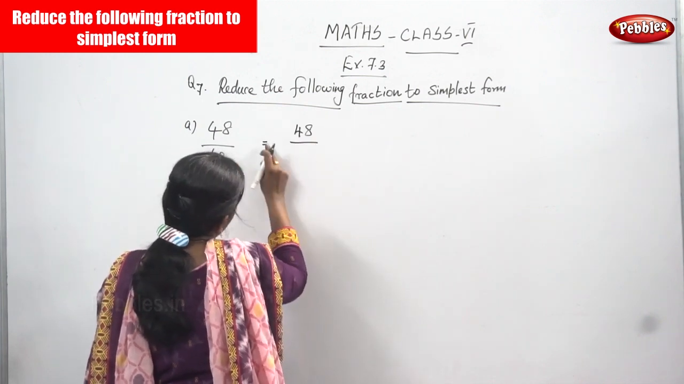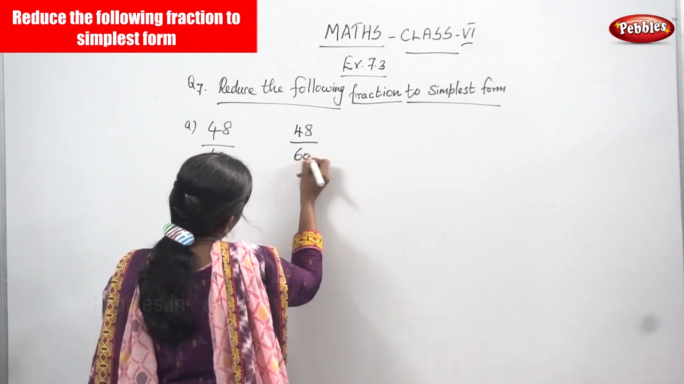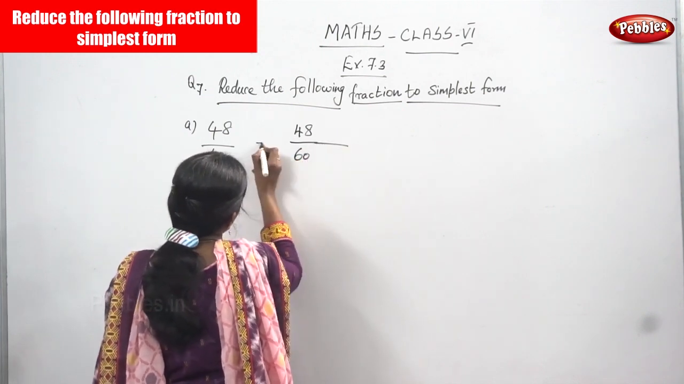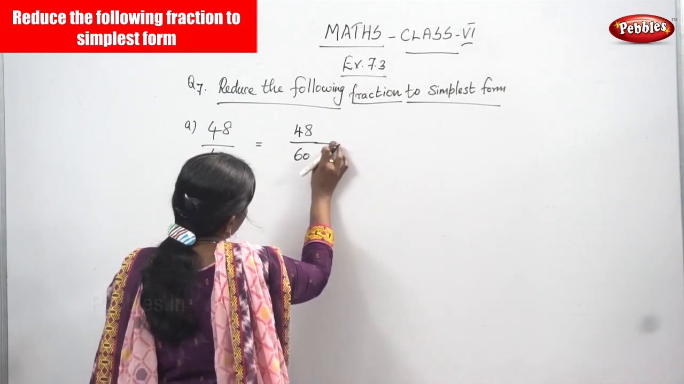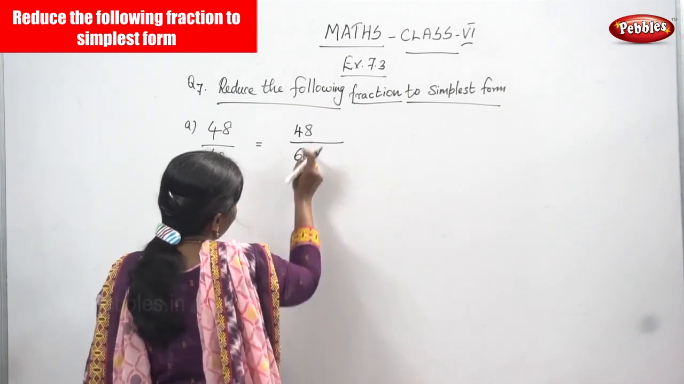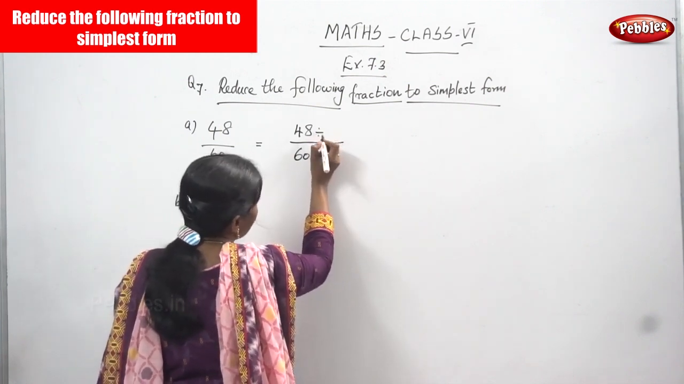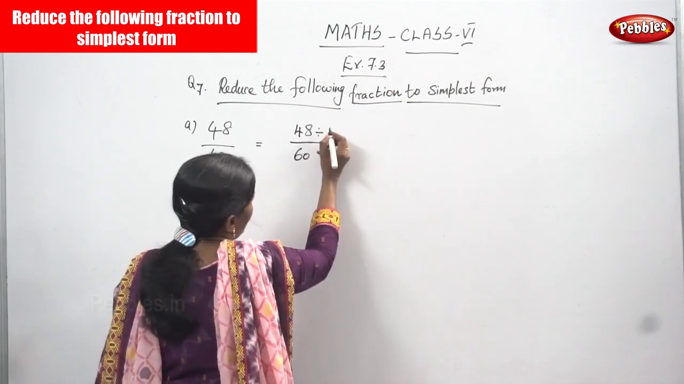Okay, you have to write the question again. So write the question again. Then, 48 is divided by 60. So you have to divide by a specific number. So I am going to divide it.